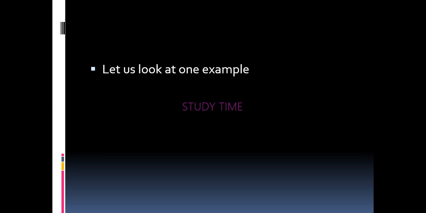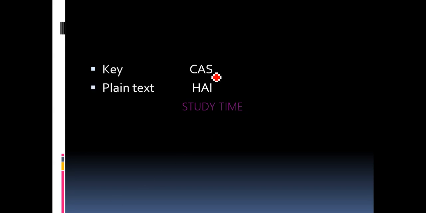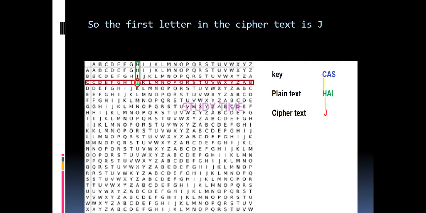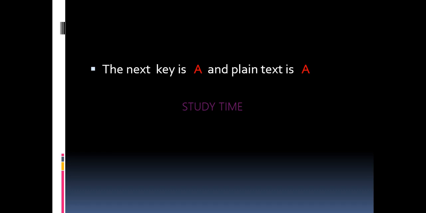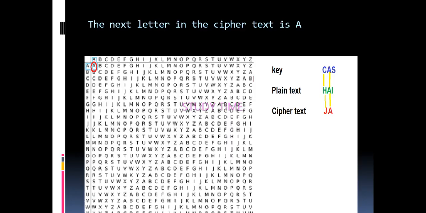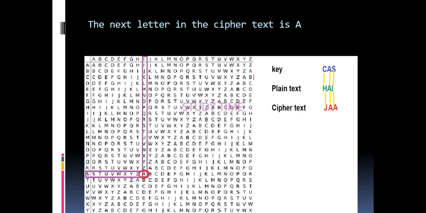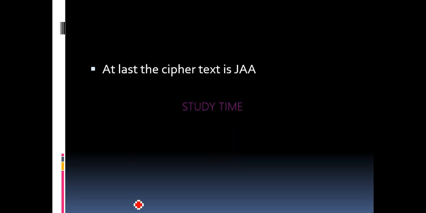Let us look at one example. Key CAS. Plain text HAI. First, the key is C and plain text is H. So the first letter in the cipher text is J. The next key is A and plain text is A. The next letter in the cipher text is A. The next key is S and plain text is I. The next letter in the cipher text is A. At last the cipher text is JAA.